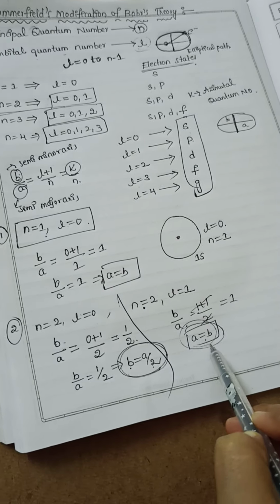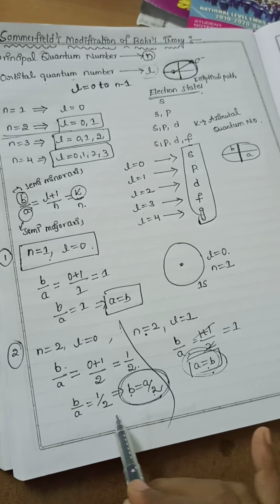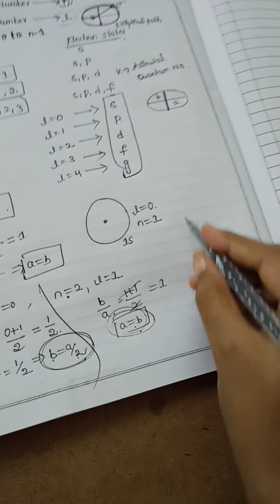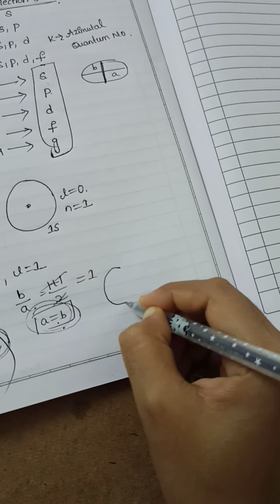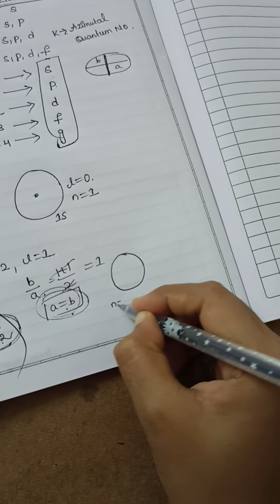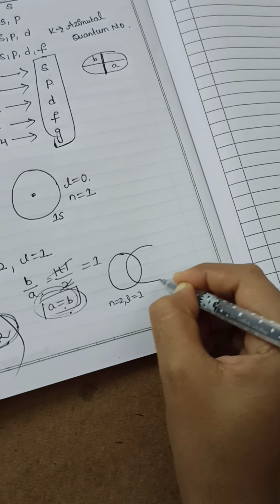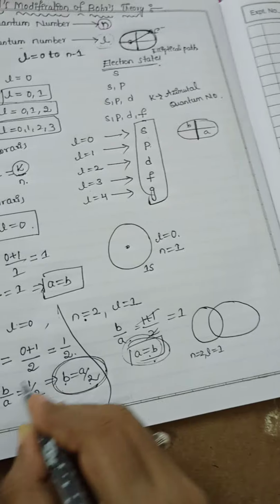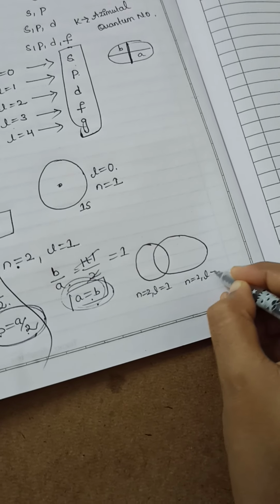See here, one is a circular orbit. Whenever a and b are both equal, it is a circle. When a and b are not equal, it is an ellipse. So the electron states here: the electron is revolving in the circular orbit in the condition of n is equal to 2, l is equal to 1, and the electron is revolving in an elliptical orbit in the condition of n is equal to 2, l is equal to 0.